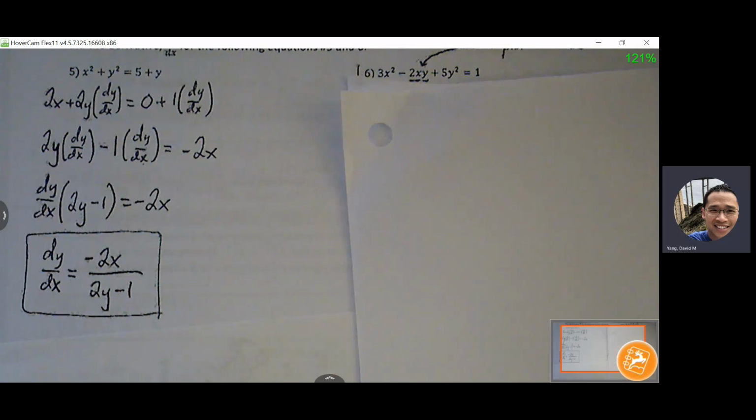Sometimes it's hard for students to see that because there's no set of parentheses. It doesn't announce itself, hey, use product rule here. You have to recognize it. I think the tendency is we see this and we say, oh, I'll just treat the derivative, 2x becomes 2, y becomes dy dx, and I'm done with it. But I have to take the time to actually expand that out using product rule.